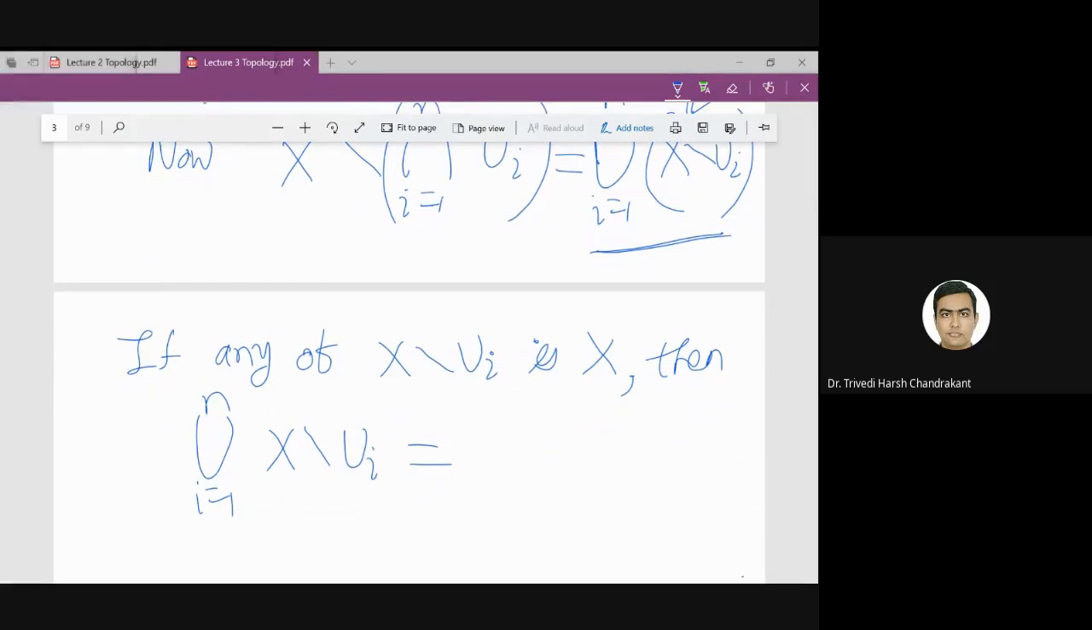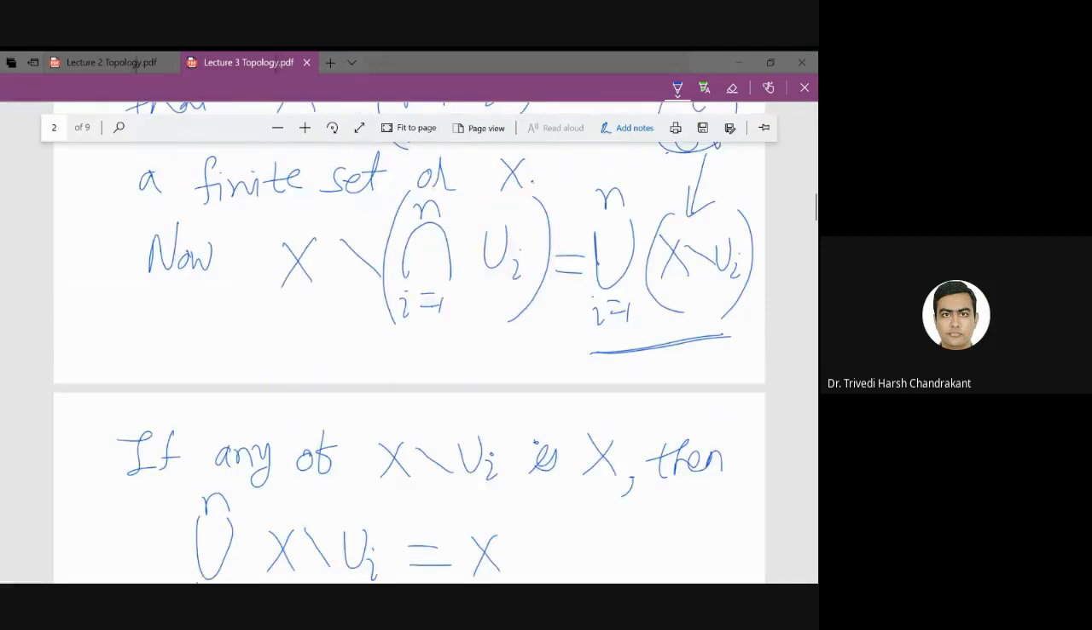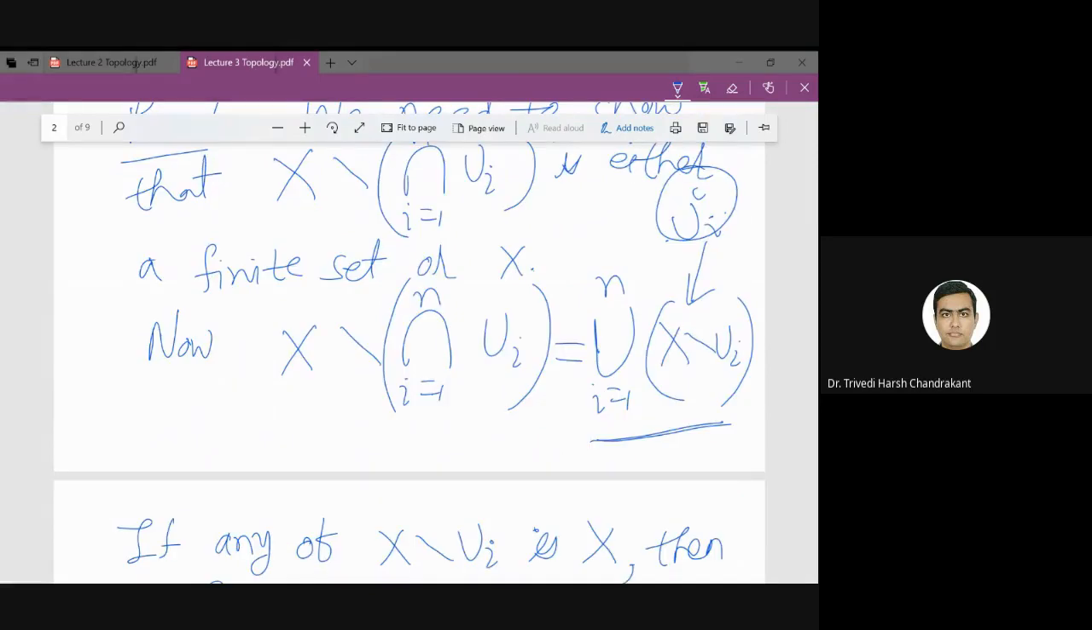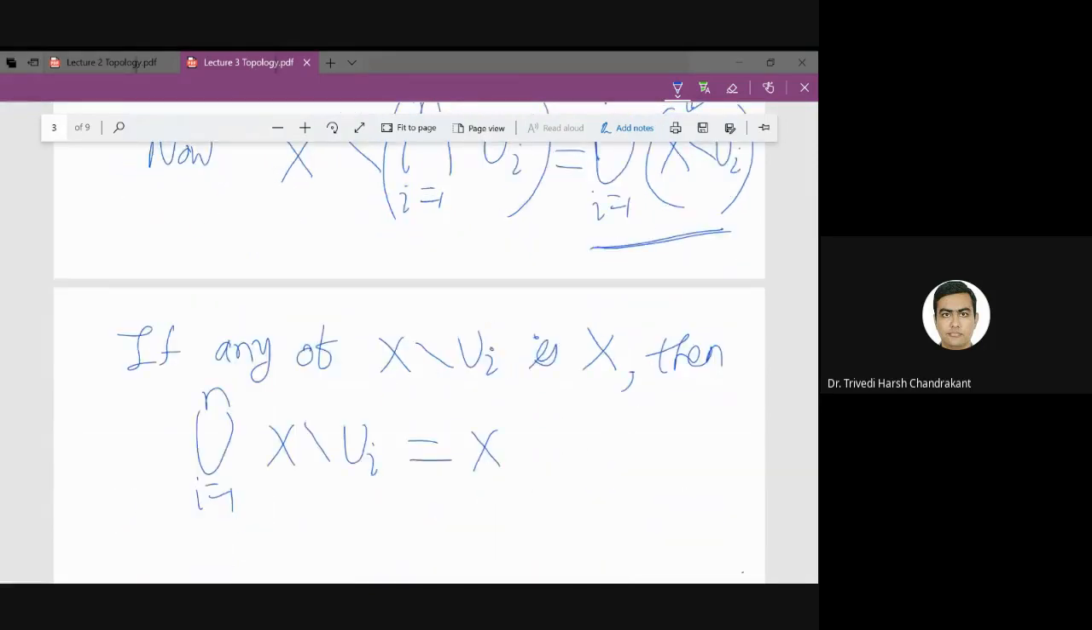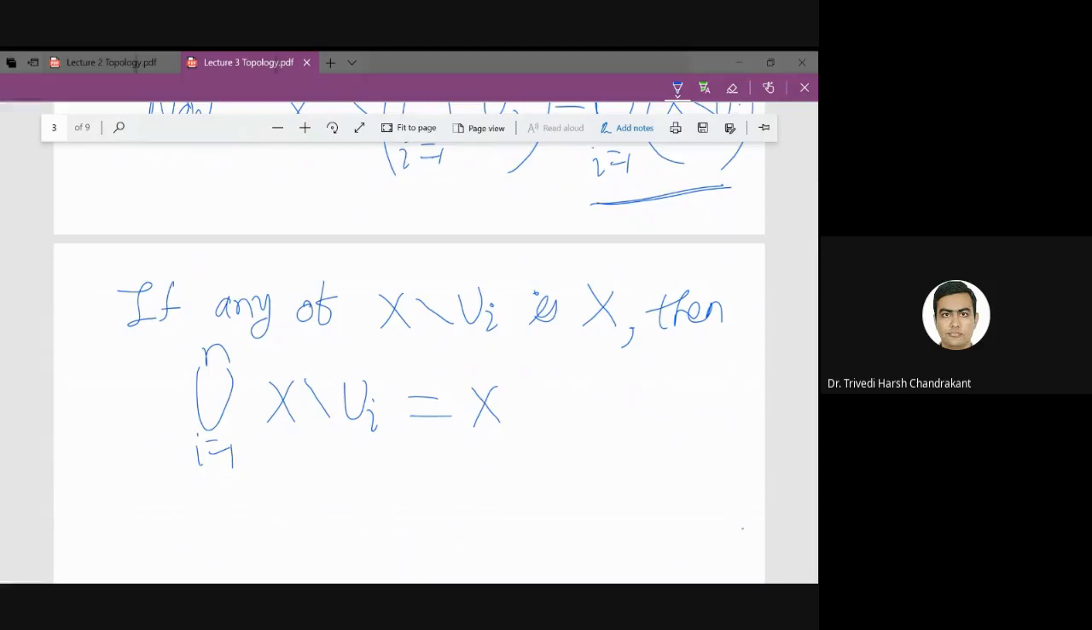It will be X. X, right? Very good. So this is the whole of X, because if any of the sets is the full set, then when you take the union of those sets, you will get the full set. So the first case is this: if any of X minus ui is X, then the union is X.